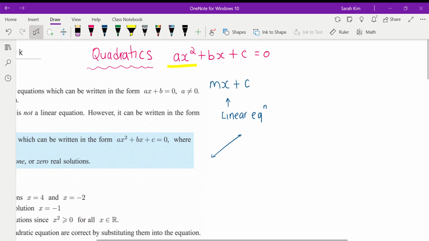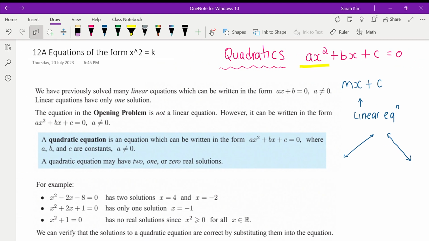There are two options. With a linear equation, it could be an increasing one or a decreasing one. Similarly with quadratics, it could be an increasing one or a decreasing one. So we're going to be looking at functions that look like this. That's what a quadratic equation is, and this is the general form. This is what you need to write down in your book: quadratic equation, ax squared plus bx plus c equals 0. That's the general equation.